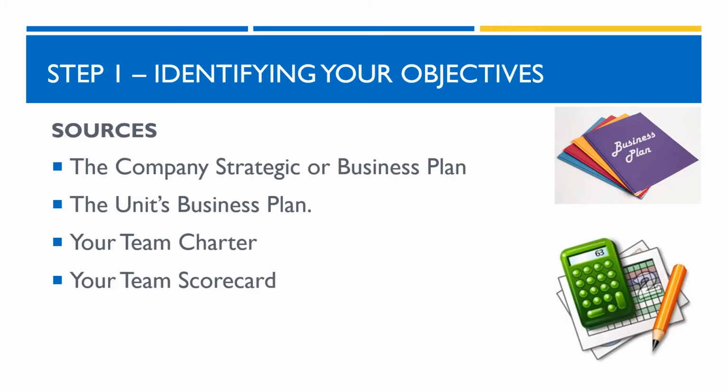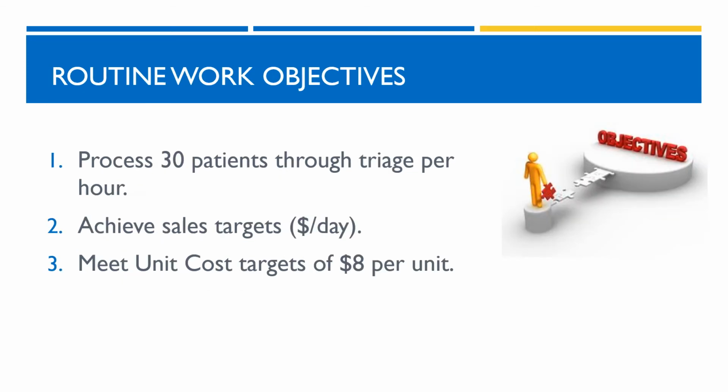The first step in the process is identifying your objectives. There are a number of possible sources from which you can get information on developing your objectives, including the company's strategic or business plan, the unit's business plan, your team charter, or your team scorecard. It is useful to think in terms of two different types of objectives. The first are routine work objectives. Here are some examples. Achieve coal hauling targets in tons per hour. Achieve sales targets in dollars per day. Or, achieve unit costs of $8 per unit.